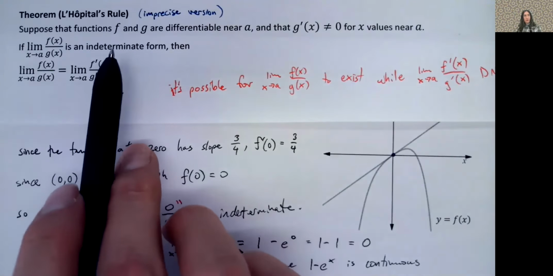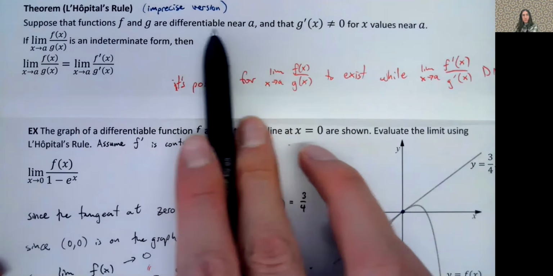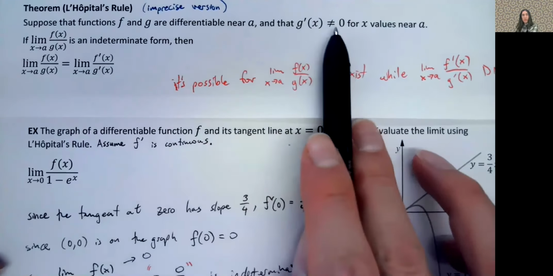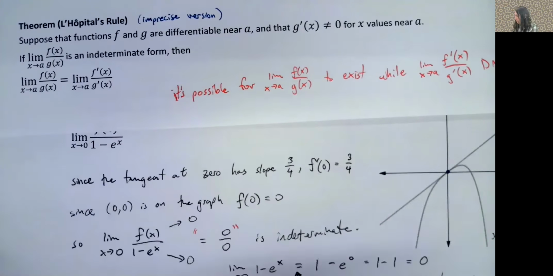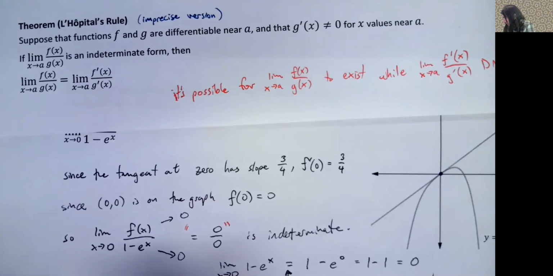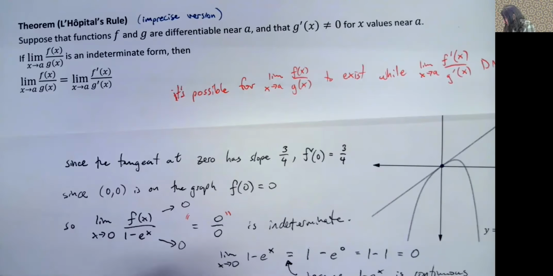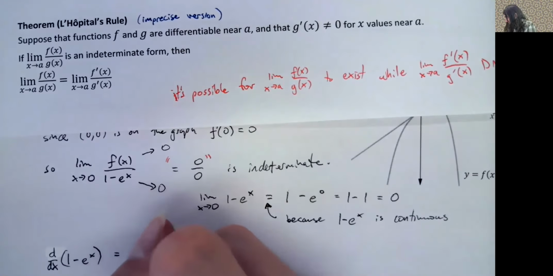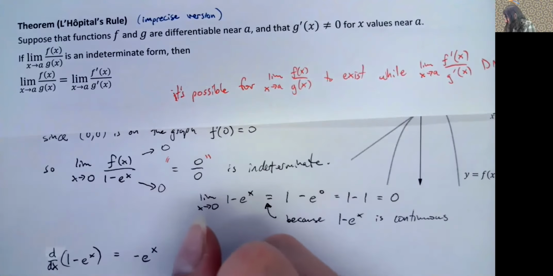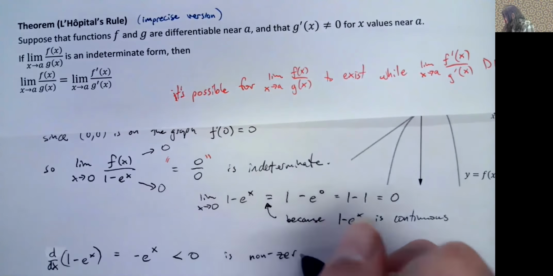Yeah, we've got an indeterminate form. We know that f is differentiable, so we are going to be differentiable near a, and g prime of x needs to be non-zero near a. Okay, so how about this? The derivative of the denominator needs to be non-zero. So if I take the derivative of this, I get minus e to the x, which is always a negative number. It is non-zero everywhere.